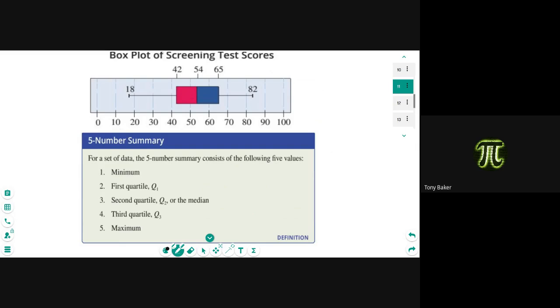So you'll notice those 5 numbers that we just found are here. My min, my max, Q1, Q3, and my median.